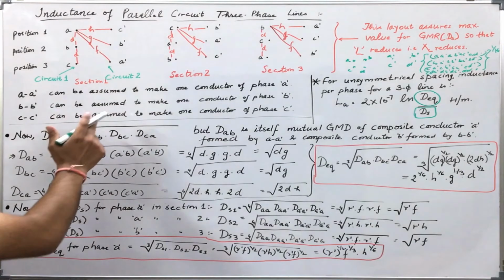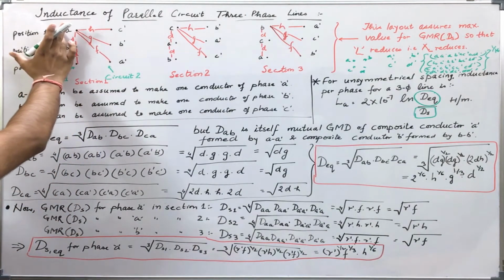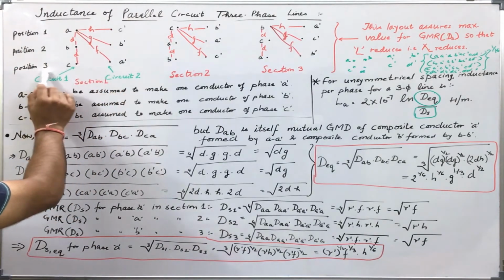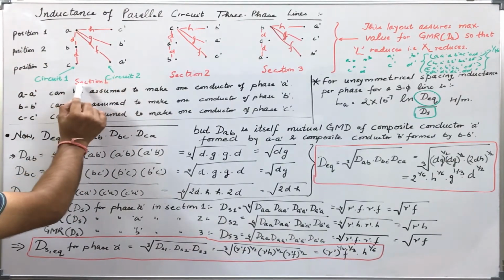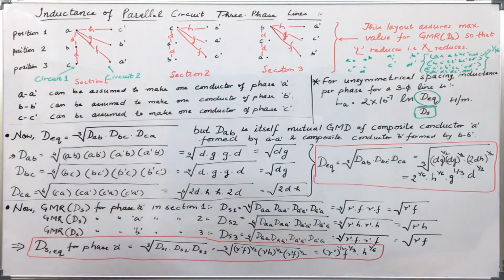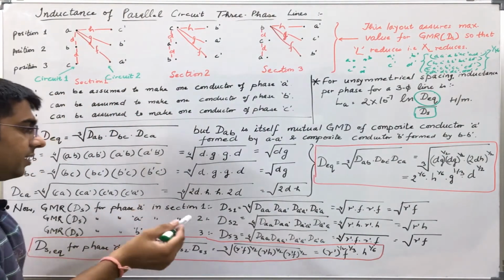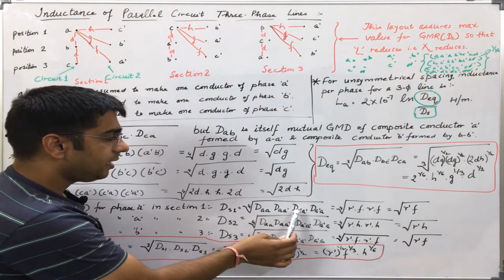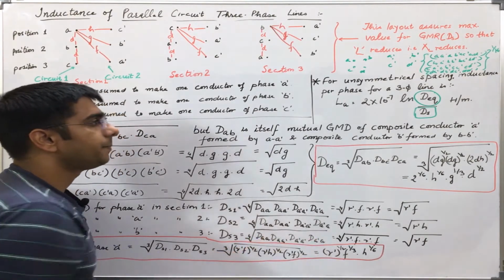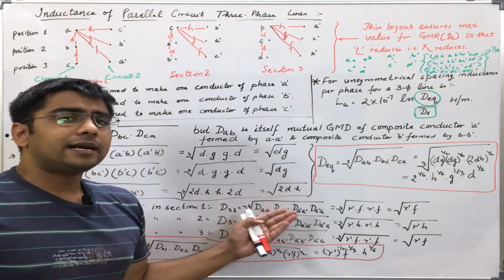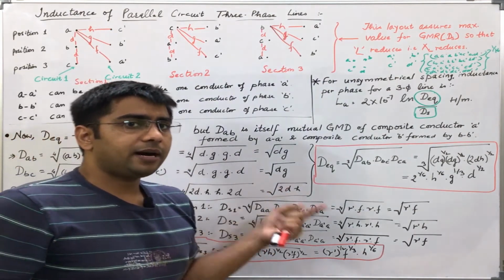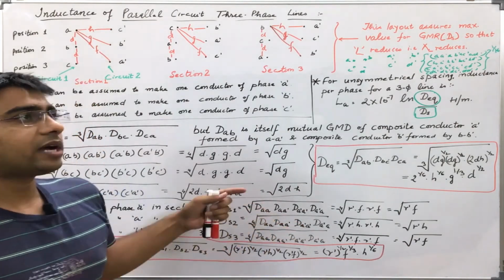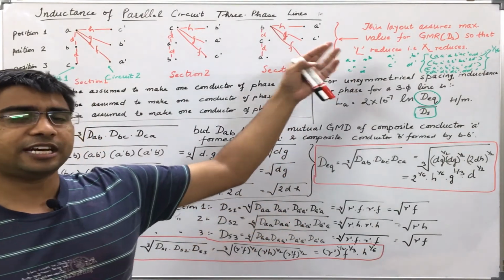So when position 1 is occupied by conductor A and position 3 is occupied by conductor A dash, that is in section 1, what is the value of the GMR of A dash? It is simply DAA, DAA dash, DA dash A dash, DA dash A. If you do not understand how to calculate the value of GMR, then I suggest you visit the lecture in which I have shown how to calculate GMD as well as GMR.